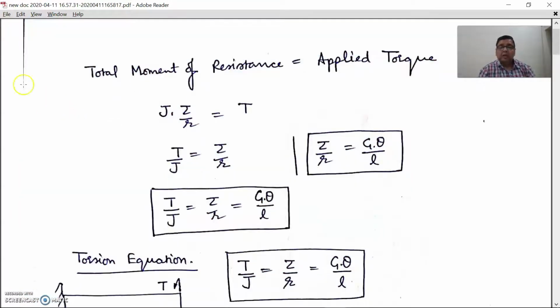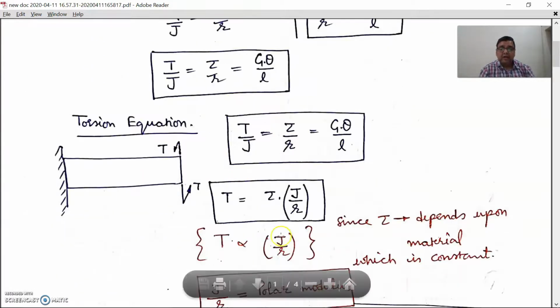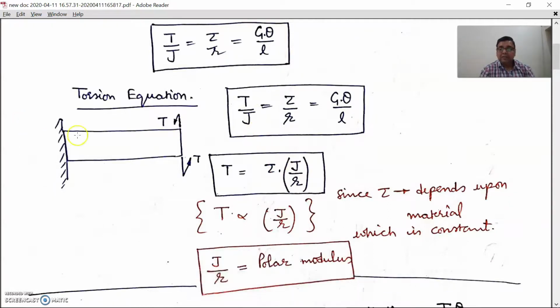Now, the importance of J by R. Here it is. This was the equation: T by J is equal to tau by R is equal to G into theta by L. And in this equation, if I take these two parameters, T by J is equal to tau by R, and with just a rearrangement of terms, T is equal to tau into J by R.